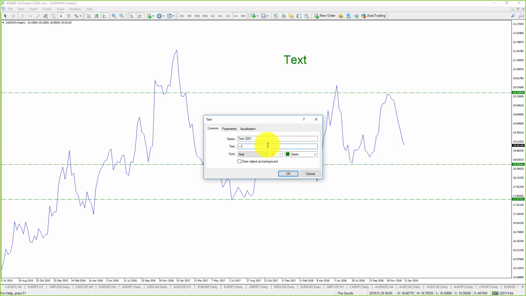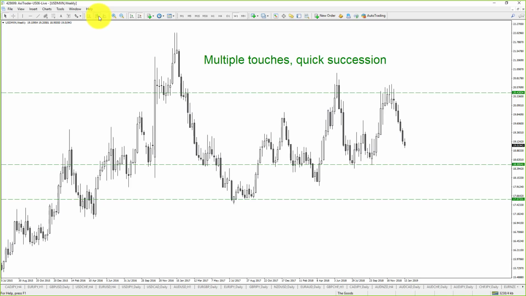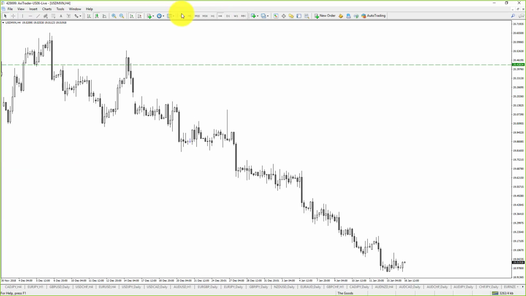So if I have, say, 20 candles and 9 of those candles are banging up against the support and resistance level, that's a clue, right? So multiple touches, quick succession. You're always going to have multiple touches on a zone. The key here is, do they happen in a short time period? Is it something that's happening rather quickly?